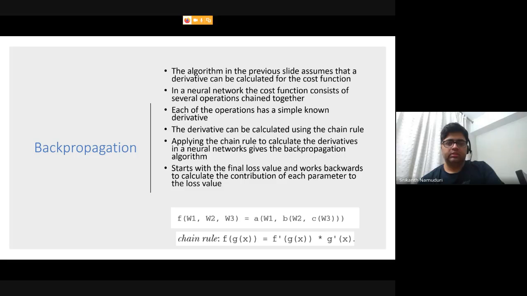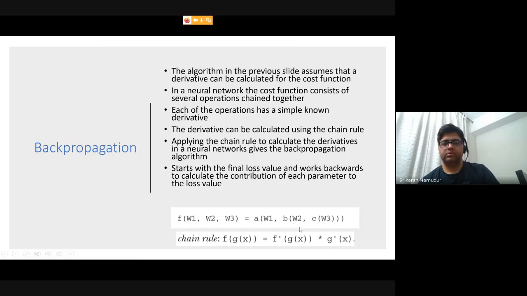So this slide here summarizes what the backprop algorithm is doing. To calculate the derivatives, if you think about the overall function of a neural network, let's say there are three different layers, there are three different weight matrices.